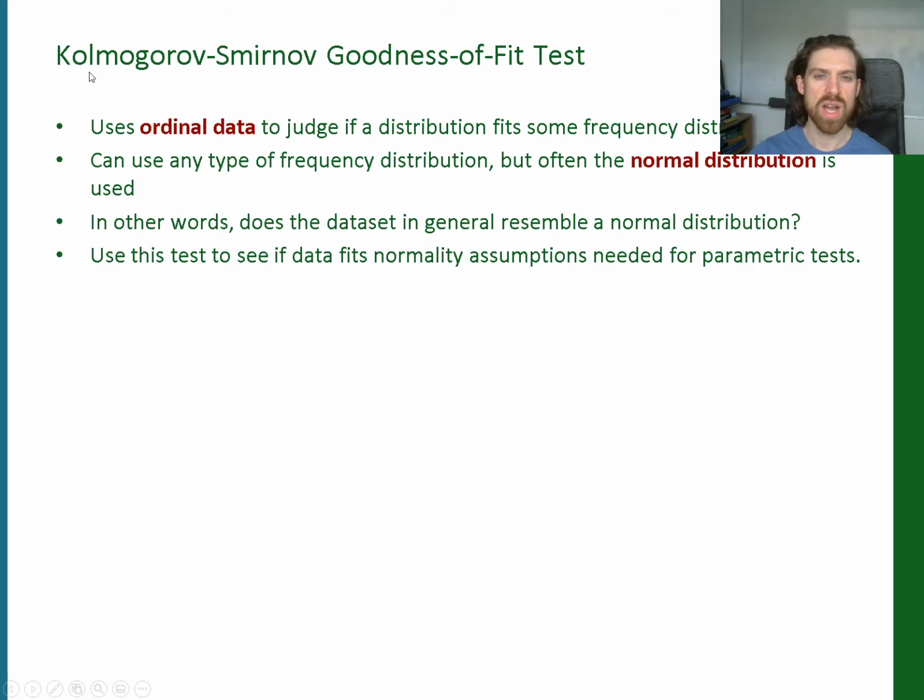So let's move on now to the second test which we're going to cover, which is the Kolmogorov-Smirnov goodness of fit test. The difference here is that we're using ordinal data to judge if a distribution fits some frequency distribution. We're able to use any type of frequency distribution, but often the normal distribution is used. The question here is, does the data set resemble a normal distribution?